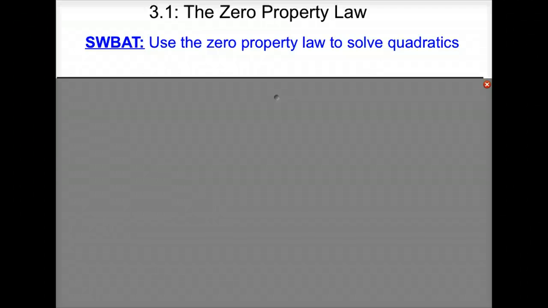Hey guys, welcome to Unit 3, which is all about quadratics continued. So 3.1 is called the zero property law, or sometimes you might see it as the zero product law. Same exact thing. Our objective today is that students will be able to use the zero property law to solve quadratics. So first thing we need to know is, what is the zero property law?